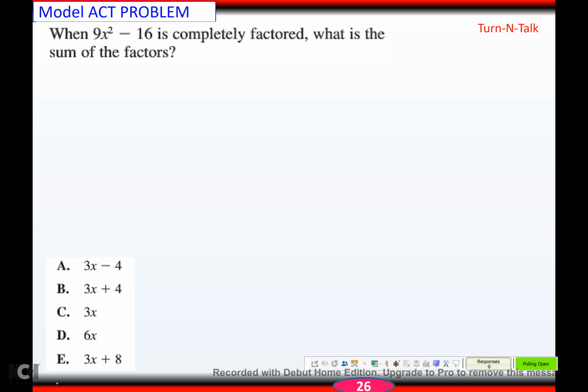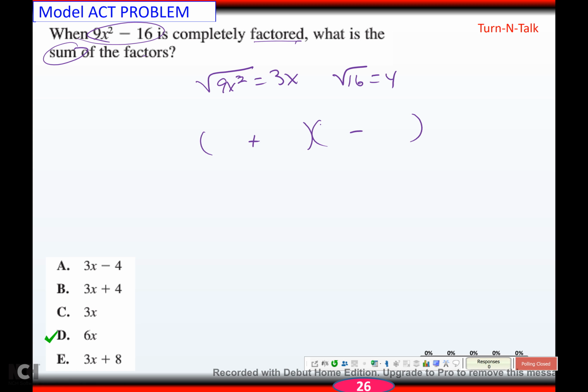Alright, it says when 9x squared minus 16, try this one, hit pause, come back when you're ready. Hopefully you got 6x. It says when 9x squared minus 16 is completely factored, what is the sum of the factors? Well, this is difference of squares. The square root of 9x squared is 3x. The square root of 16 is 4. So binomial, plus and minus. 3x plus 4, 3x minus 4.